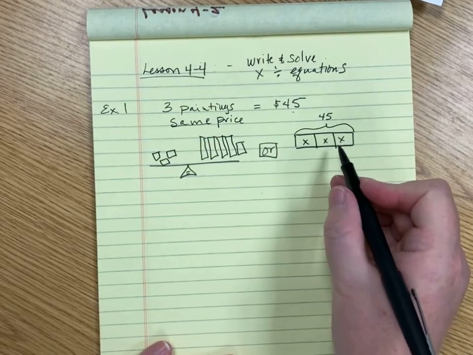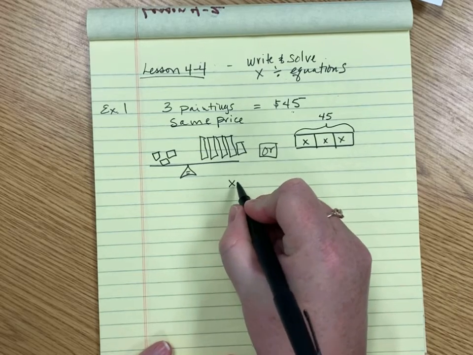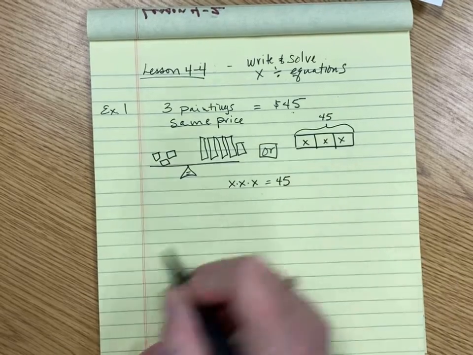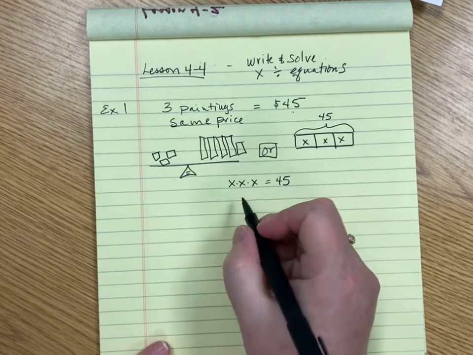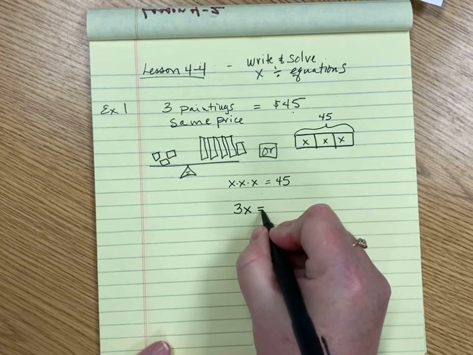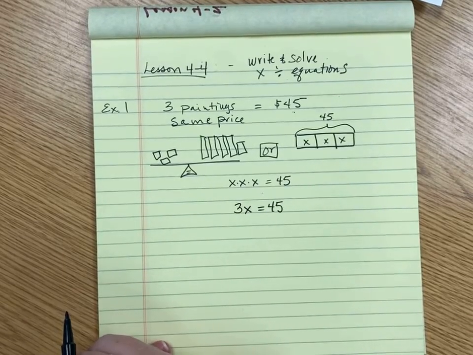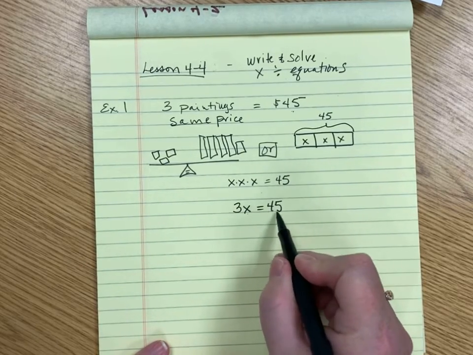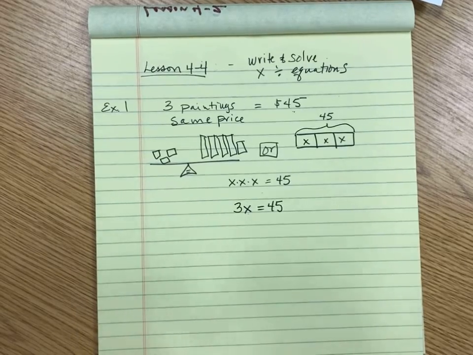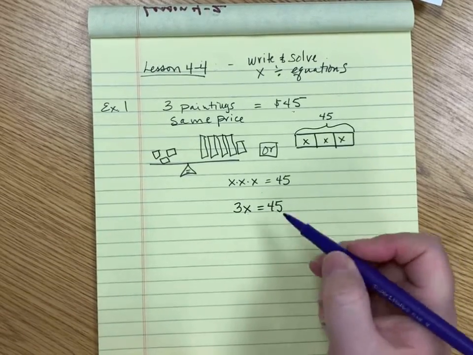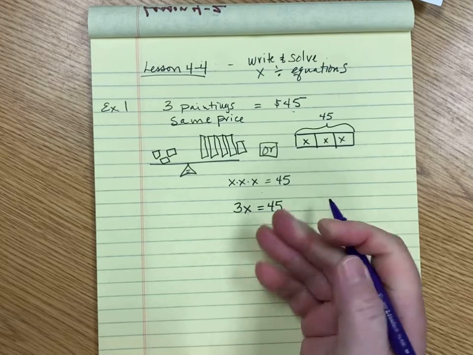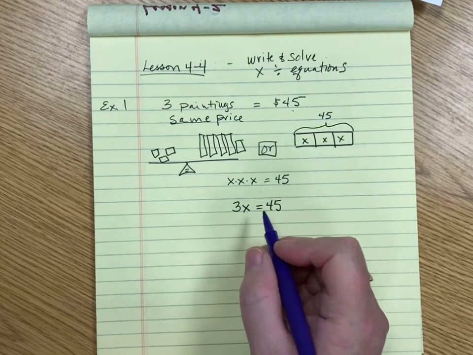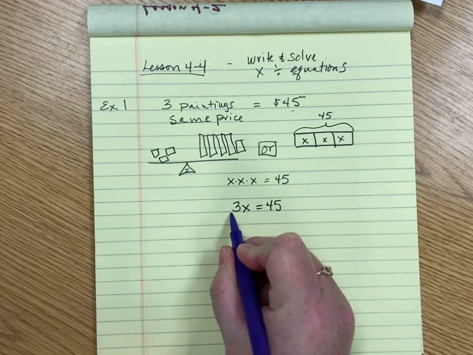So if we did that, it would be saying x times x times x equals 45. But we are way more sophisticated than that. And so we're going to say this is 3x equals 45. So we have 3 groups of a number, and that totals $45. To solve this then, we're going to do the opposite. So we know that we would multiply it. So we're going to do the opposite of multiplying. We're going to divide. And because we're sophisticated math students, we're going to show that in a fraction.